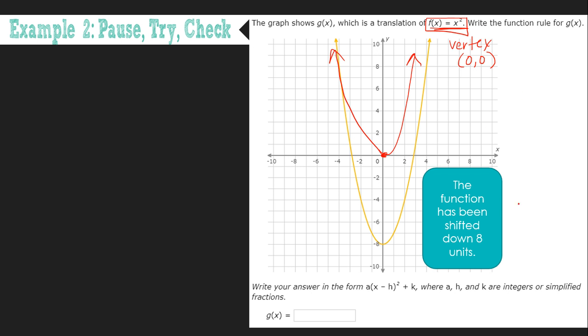So when that happens, that affects my k value. That's that vertical shift up or down. And since I'm going down, that means I'm going to want to subtract k. So my new function is going to look like this, x squared minus 8. I'm starting with my original function. We're just shifting it down 8 units, so we subtract 8.